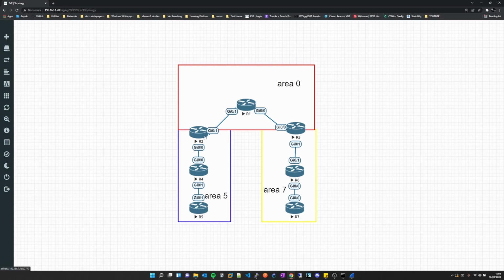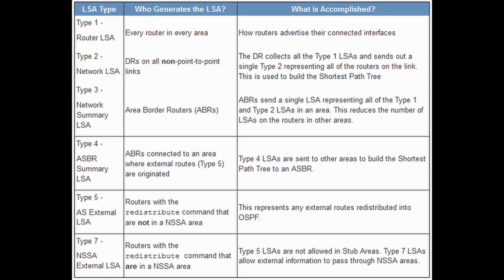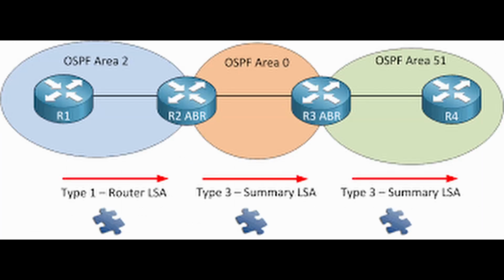So how this works is you have type 1 and type 2 LSAs as spoken about earlier on. So what R2 and R3 are classed as, because you can see they have connections in 2 different areas, they are now classed as area border routers. So that means that it takes the routes from area 5 to area 0, or area 0 to area 7, and vice versa. So what R2 will do, it will receive the type 1 LSAs from all its routers within area 5, and then it will advertise those routes into area 0 as a type 3 LSA.